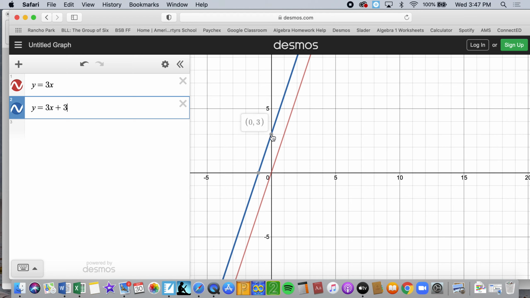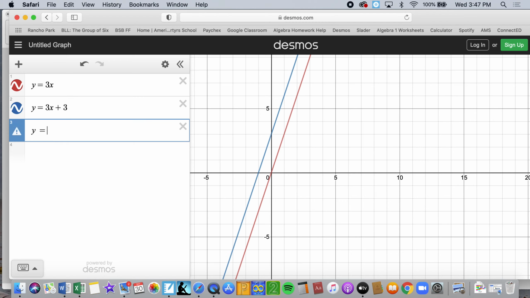This is going to go up 3, right 1. It's going to go up 3, right 1. And if we look at the red line, it goes up 3, right 1. So they dance in the same form. They're moving at the same rate of change.